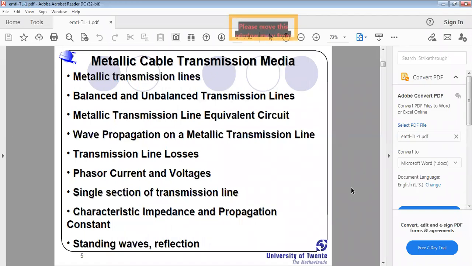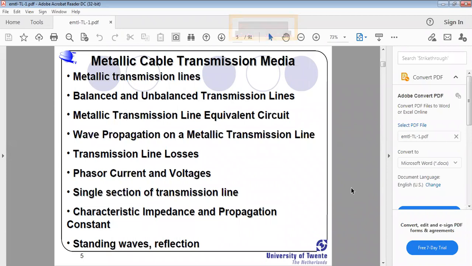Wave propagation on the metallic transmission line: how is that wave propagated in metallic transmission lines? The wave propagated in a transmission line is always in the form of TEM, transverse electromagnetic, transverse electric magnetic, right? TEM mode, TEM. Remember it. That is also a very important competitive exam point. At the same time, transmission line losses.